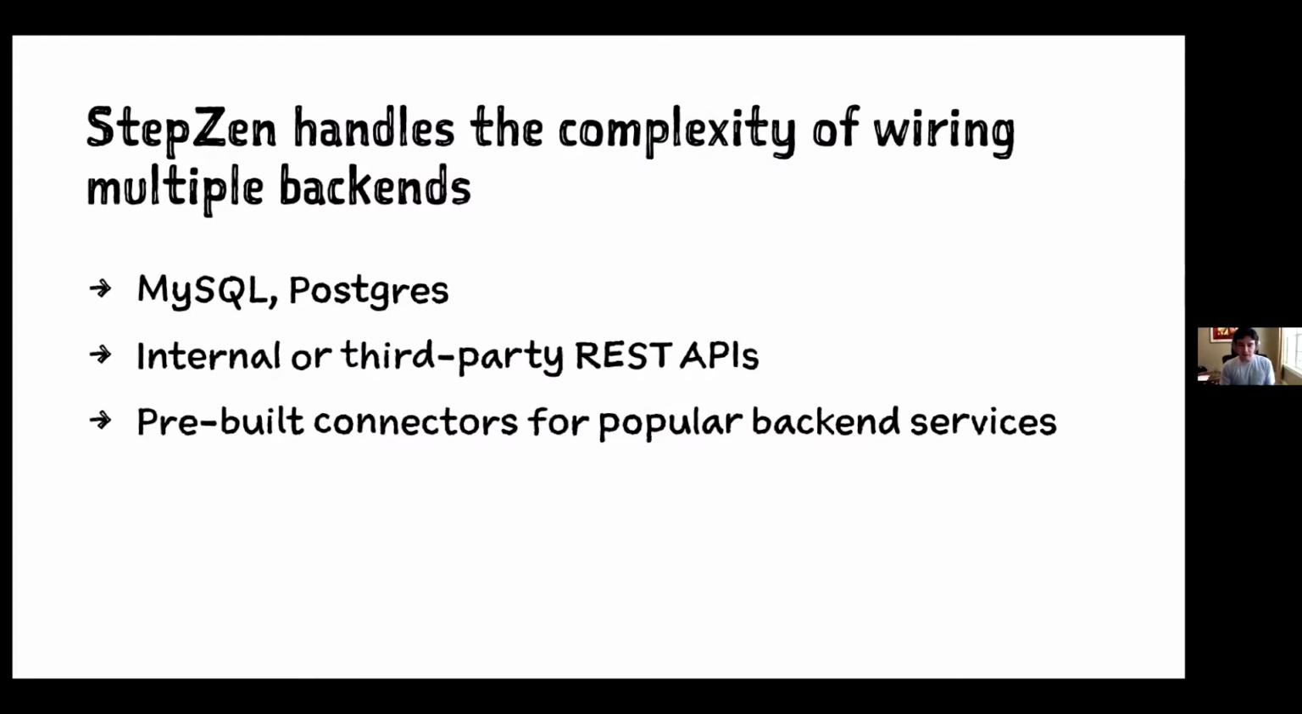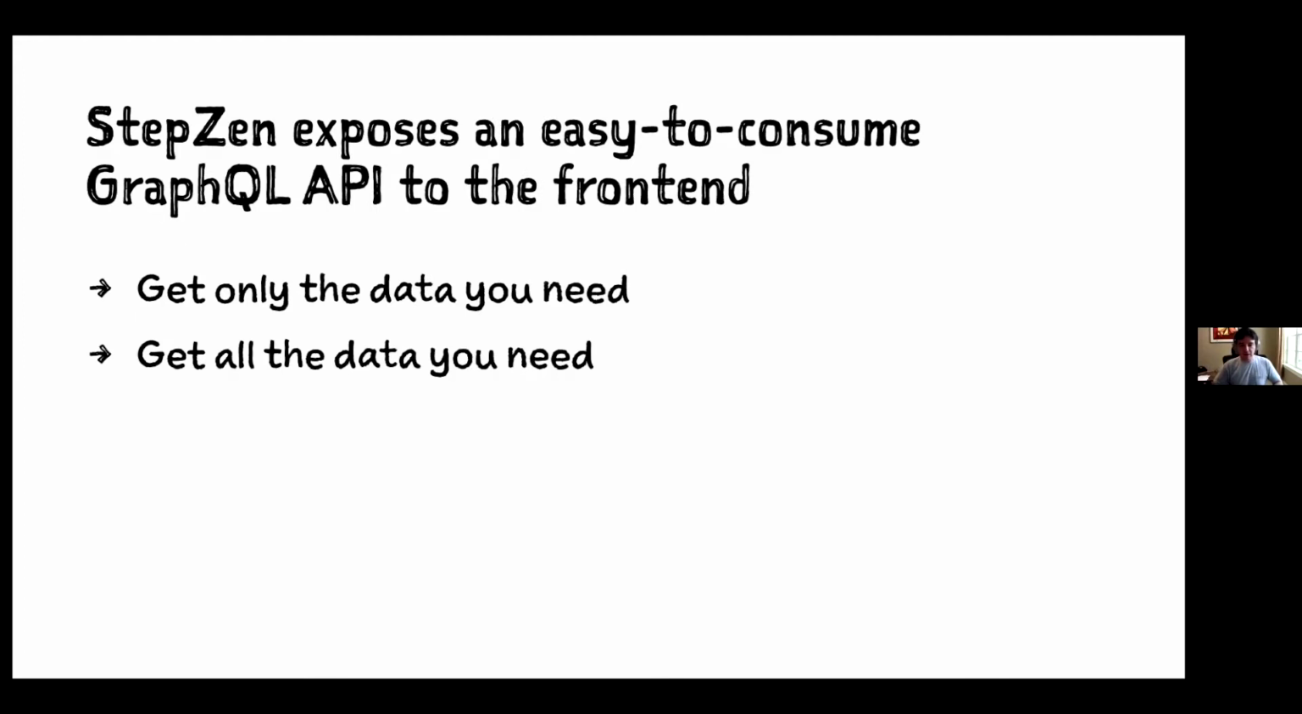So StepZen handles the complexity of this wiring for multiple backends. You can use things like MySQL or Postgres for databases. You can use your internal or third-party REST APIs. We have a bunch of pre-built connectors for popular backend services. All of that is built into the system to help you pull in all these different data sources and wire those pieces together without writing a lot of code, without having to do the complex logic involved in stitching pieces together.